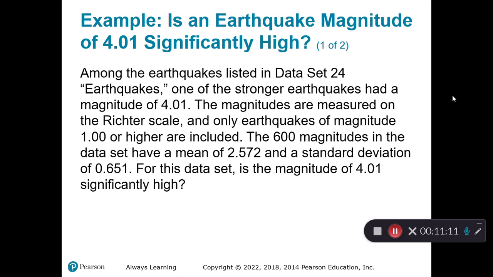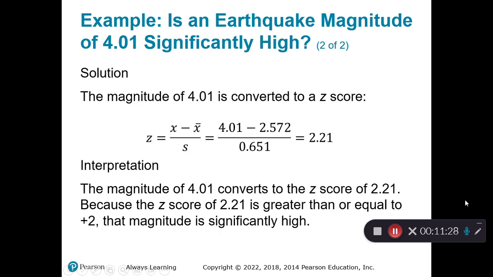To answer this question, we're going to need to compute the z-score for that x value. X is 4.01. Our x bar, our mean, would be the 2.572, and then of course the standard deviation is given as 0.651. Here we have the z-score calculation. Our data value in question is our x. Here is the given mean. We divide that difference by the standard deviation, and we get a z-score of 2.21. That means that this particular value is significantly high.